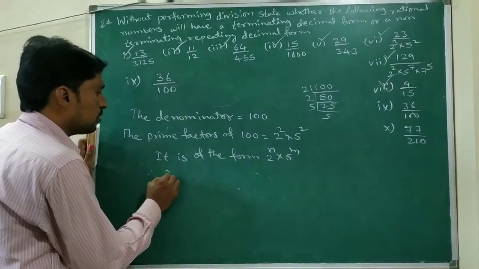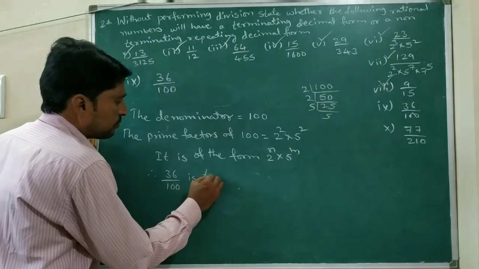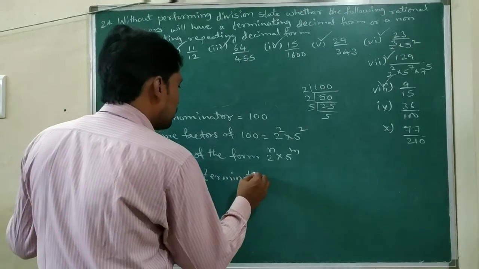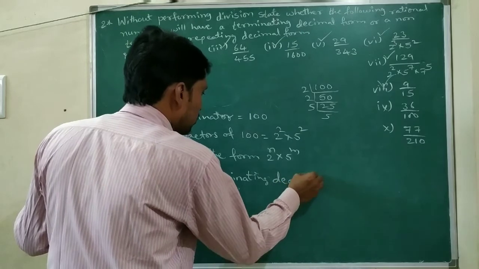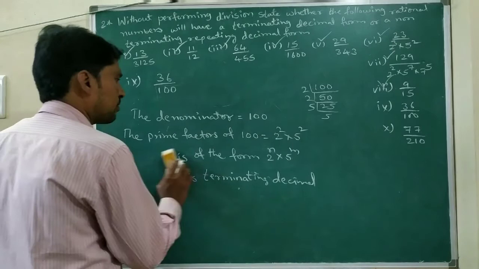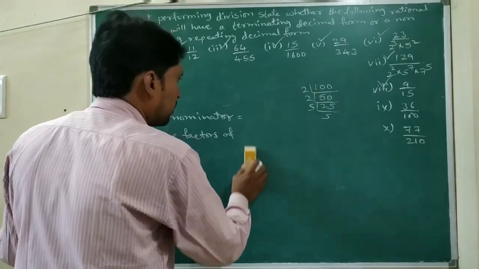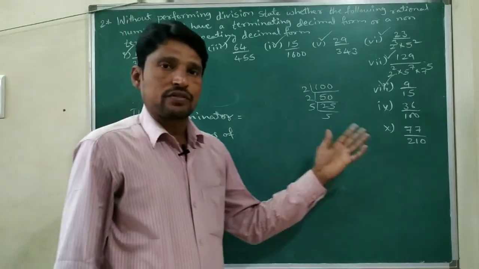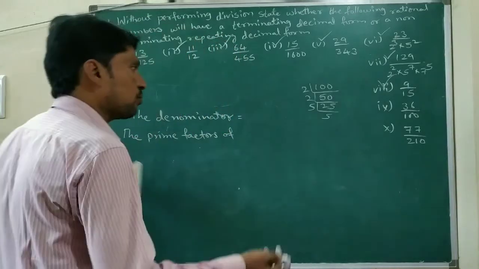Therefore 36 by 100 is a terminating decimal. So it is the terminating decimal. Now the last one, is it terminating or non-terminating? Even without working it out directly we can say, since it is a multiple of 7, it is non-terminating and repeating decimals.